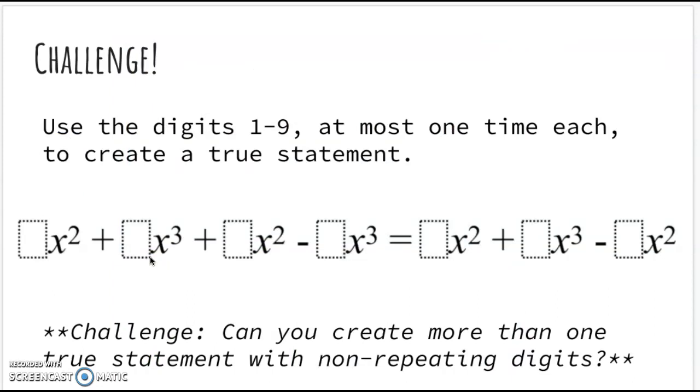And last but not least, I have this challenge question for you from Open Middle. It says, use the digits 1 through 9 at most one time each to create a true statement. Okay, can you create more than one true statement with non-repeating digits? So you're trying to create your own polynomial here. Really fun challenge if you are stuck at home and looking for something to do.